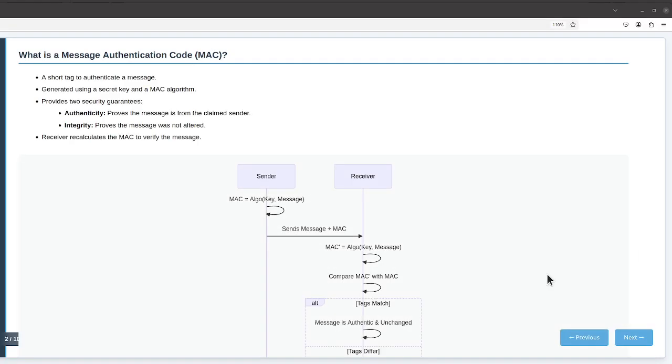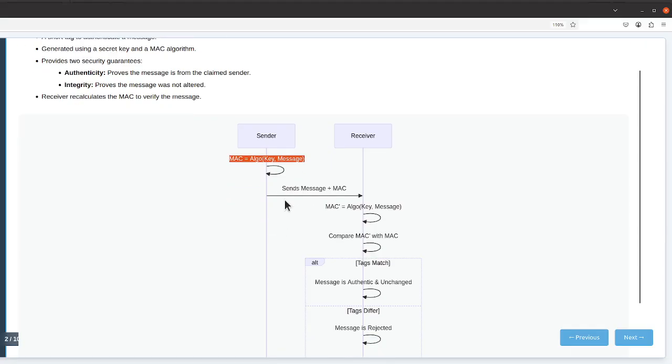What is a MAC? Before we can fully appreciate CMAC, we need to understand the core concept it is built upon: a Message Authentication Code, or MAC. So, what is a MAC? A MAC is a short piece of information used to authenticate a message. Think of it as a cryptographic checksum. The sender takes the message and a secret key, which is known only to the sender and the intended recipient, and feeds them into a MAC algorithm. The output is a fixed-size string called the MAC tag. This tag is then attached to the message and sent.